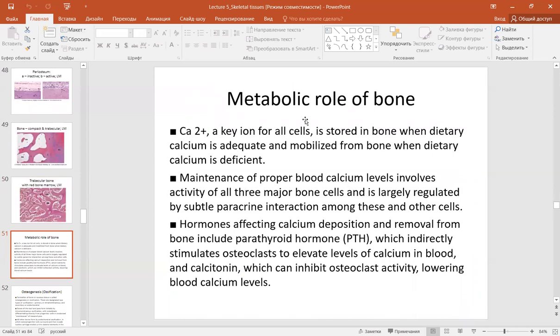Metabolic role of the bone. Calcium ions, a key ion for all cells, are stored in bone when dietary calcium is adequate and mobilized from the bone when dietary calcium is deficient. Maintenance of proper blood calcium level involves activity of all three major bone cells, namely osteoblasts, osteocytes, and osteoclasts, and is largely regulated by subtle paracrine interaction among these and other cells of the bone tissue. Hormones affecting the calcium deposition and removal from the bone include parathyroid hormone, which indirectly stimulates osteoclasts and is produced by the parathyroid gland.